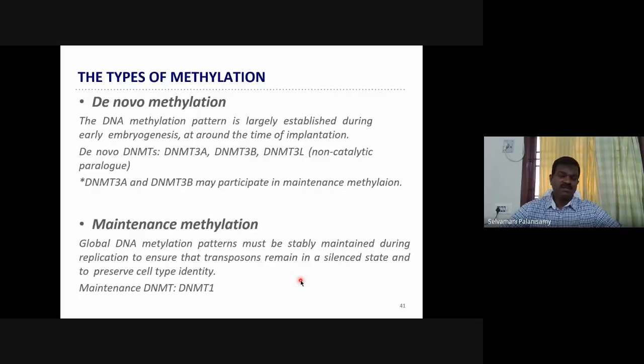So the methylation may be of two types. One is de novo, and the other is maintenance. De novo means from the time of birth, during the embryogenesis process itself. But maintenance happens after attaining puberty, during our teenage years and so on.